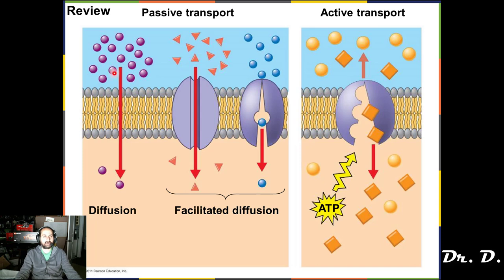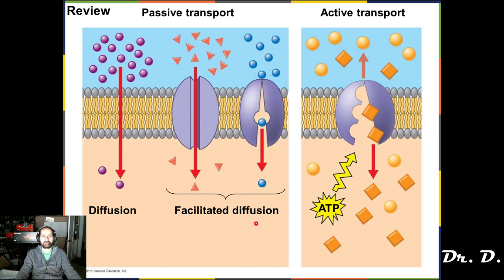Now, again, all three of these examples on the left are examples of passive transport. But look at this. These two with the triangles and the blue circles, these two are called facilitated diffusion. You know why? Because the diffusion is not just happening on its own. The triangles aren't just going through the membrane with no help. They need a facilitator, which means a helper. And the facilitator is in the form of a transport protein, such as a channel or a carrier.